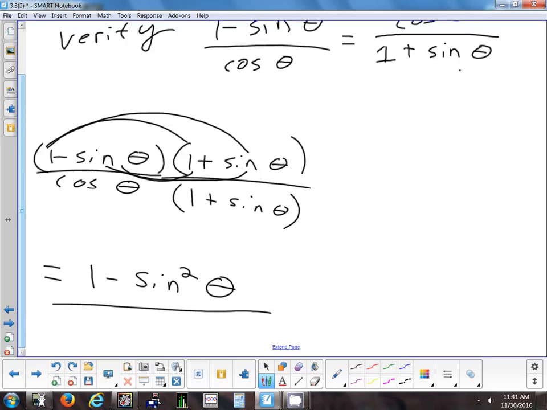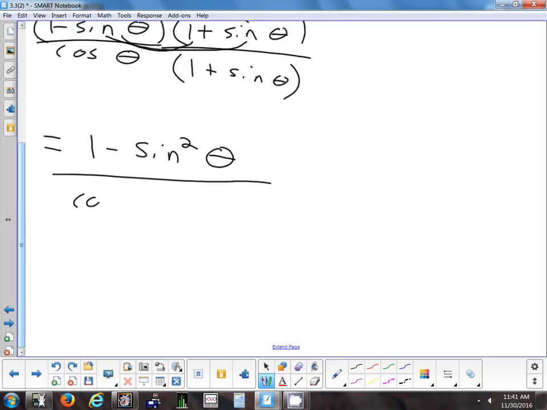Okay. And now here is where just kind of practice and experience helps you. I'm going to leave the bottom the way it is because I already know what's going to happen with the top. I'm looking at that, I'm already seeing something in my head happen, and I'm seeing something in the bottom that's going to cancel out. So don't distribute out what's in the bottom. Just leave it as cosine times 1 plus sine.